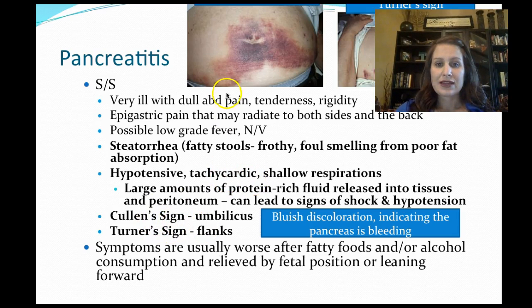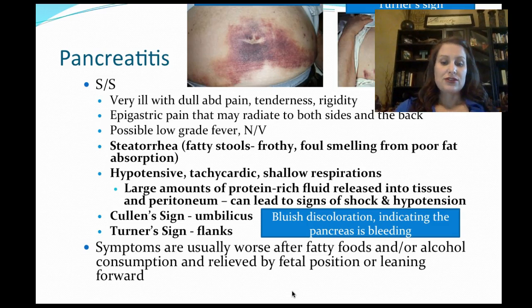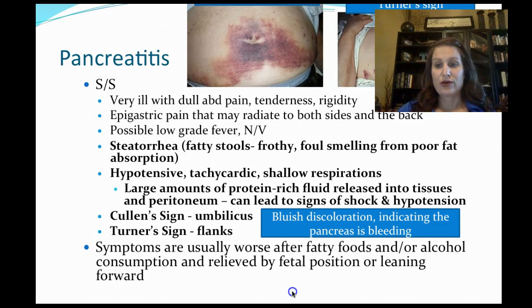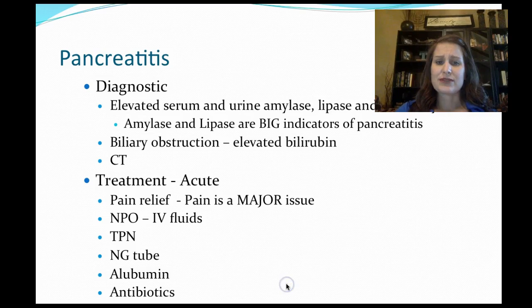The Cullen sign, like I said, that one is right here across the umbilicus, and then the Turner sign is going to be on the flank, so more on the side, but it is that bluish discoloration showing that the pancreas is bleeding. Symptoms are usually worse after fatty foods or alcohol consumption, and they're typically relieved by sitting in the fetal position or leaning forward. So oftentimes they'll come in and you'll see them just kind of hunched over or just hugging their knees in that fetal position.